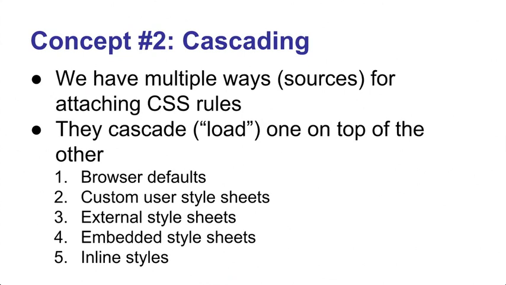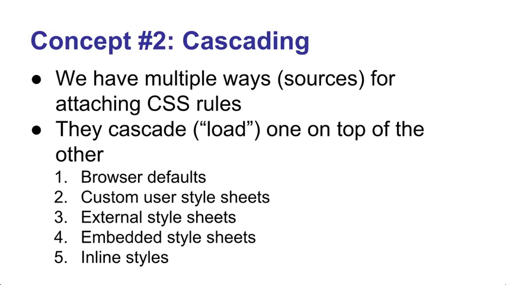Cascading is how CSS rules from multiple sources can be combined. The name cascade comes from how each source overrides the ones that precede it. The browser comes with some stock default settings for things like font size, line spacing, etc. These can then be overridden by custom style sheets that users might have if, for example, they're visually impaired and require larger text sizes. Next are any external style sheets, then embedded style sheets, and finally any inline styles.